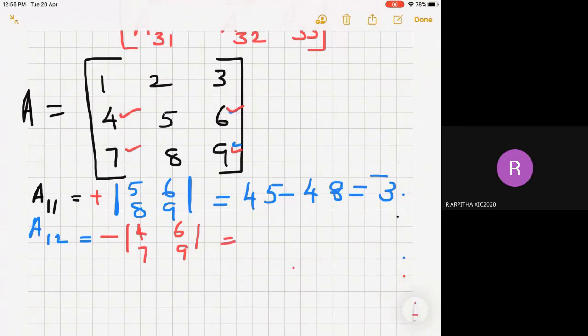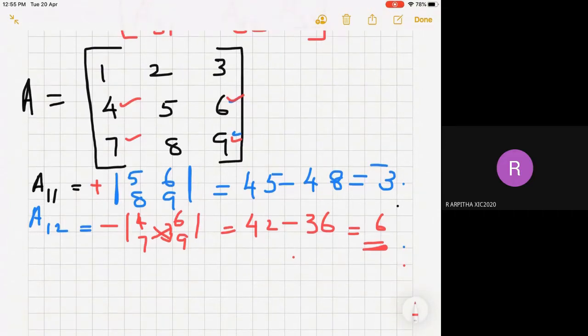See, when minus is coming, I have another technique. Instead of 4 into 9 first, I take 7 into 6 first. 7 into 6, that is 42 minus 36. So that one more step you can avoid. So you are getting the answer as 6.